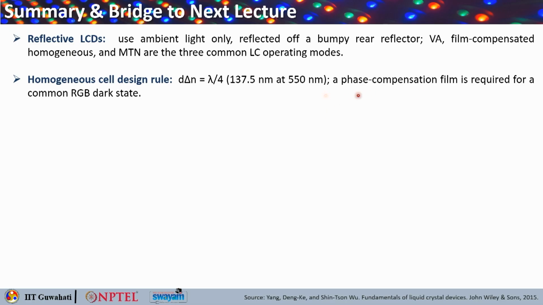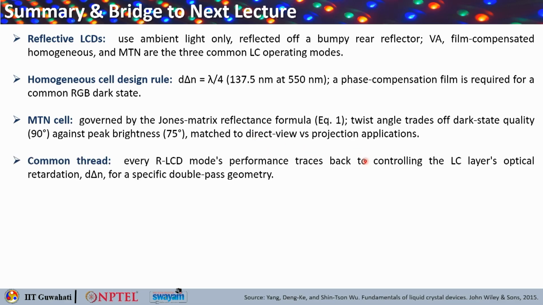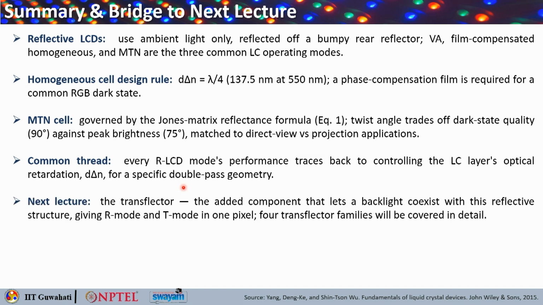A phase compensation film is required to give you the common RGB dark state, and the MTN cells are basically governed by the Jones matrix reflectance formula, and the twist angle basically trades off the dark state quality at 90 degree against the peak brightness which is achievable at 75 degree. So, this is basically matched to the direct view versus the projection kind of applications. So, the common thread, as I mentioned, is that every reflective LCD mode's performance basically comes down to controlling the liquid crystal layer's optical retardation d delta n for a specific double pass geometry.